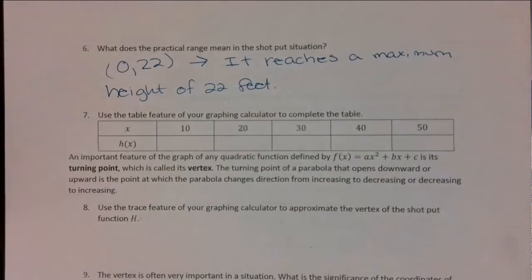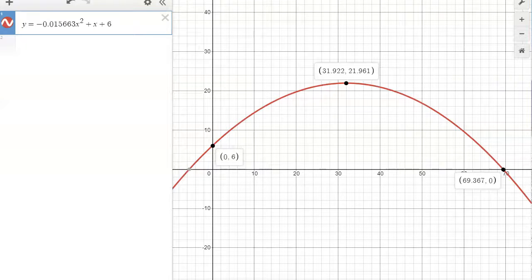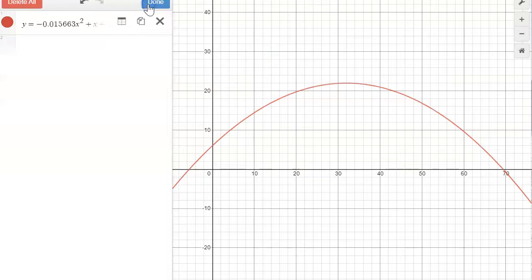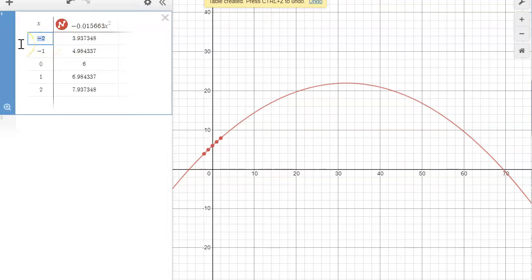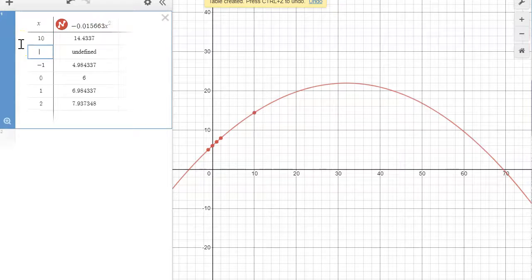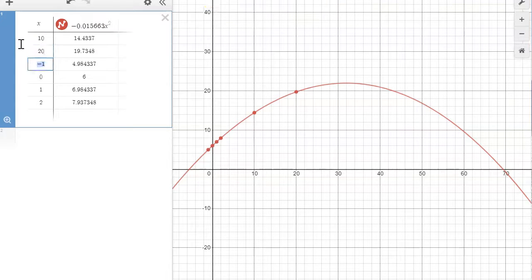Okay. Then I want to go back to my graphing calculator, so Desmos, and complete the table. So remember to do that. I go to the little settings, I click convert to table, and then over here for my x values, I'm going to change them to what I need. So I need 10, 20, 30, 40, 50, and I don't need this last line.